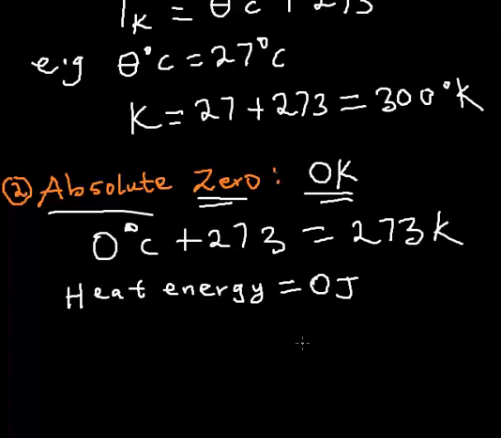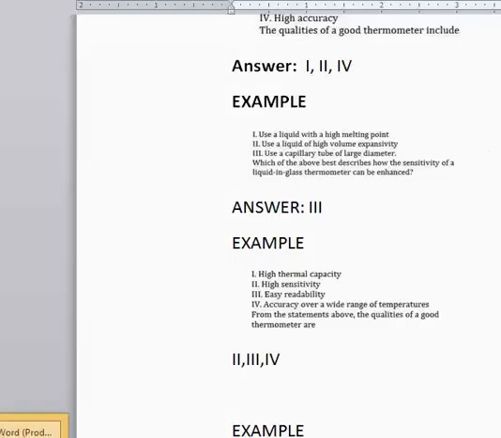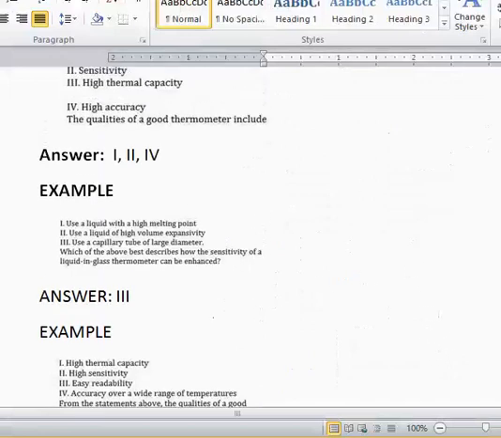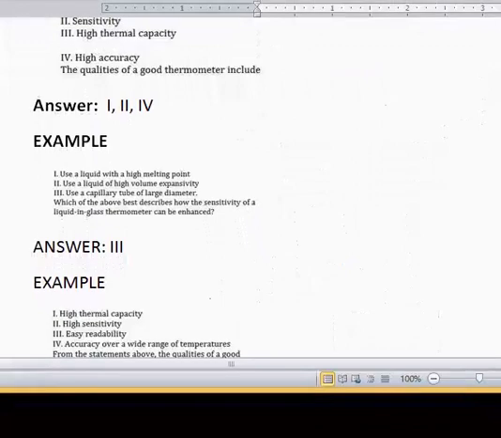Still talking about temperature scales, I think it is ideal that we solve some questions based on temperature scale conversion. I'll bring some questions to the screen and maximize them, then we'll do justice to them. I hope you're with me.